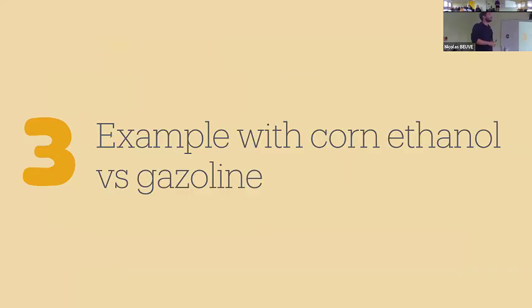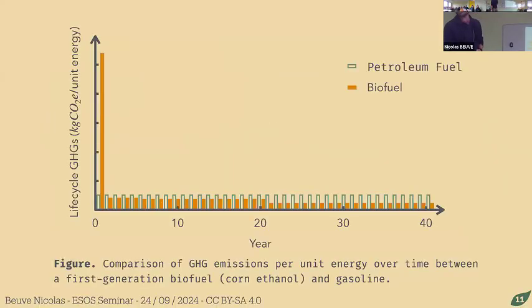And in their paper, they chose a use case, which is corn ethanol versus gasoline. So those are two liquids used to power engines. And they computed the GHG emissions per unit energy over time. And as you can see, biofuel has a big peak of emissions at t equals 0. And then it is lower than gasoline and even becomes lower and lower over time.